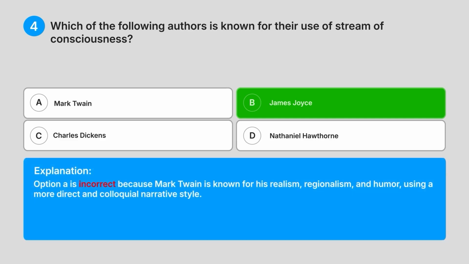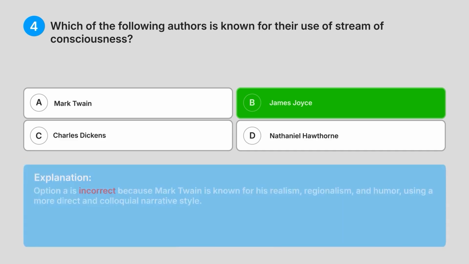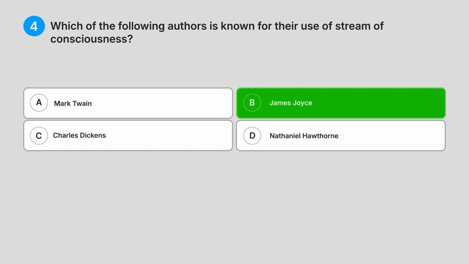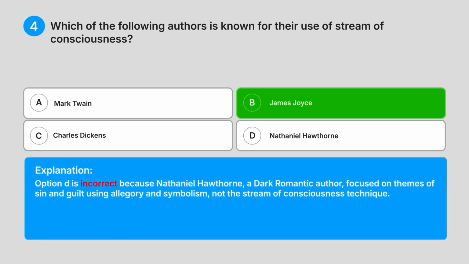Option A is incorrect because Mark Twain is known for his realism, regionalism and humour, using a more direct and colloquial narrative style. Option C is incorrect because Charles Dickens is known for his intricate plots, social commentary, and memorable characters, but his narrative style is that of a more traditional, omniscient narrator. Option D is incorrect because Nathaniel Hawthorne, a dark romantic author, focused on themes of sin and guilt, using allegory and symbolism, not the stream of consciousness technique.